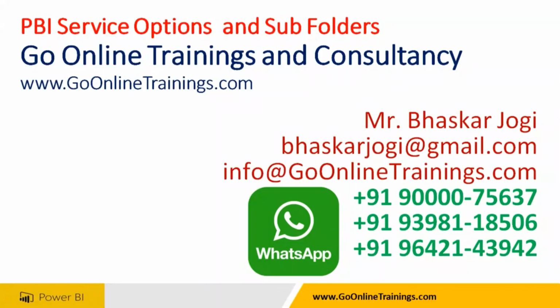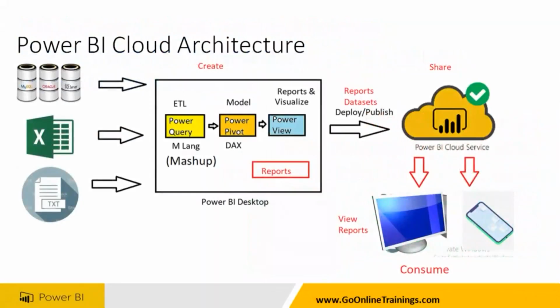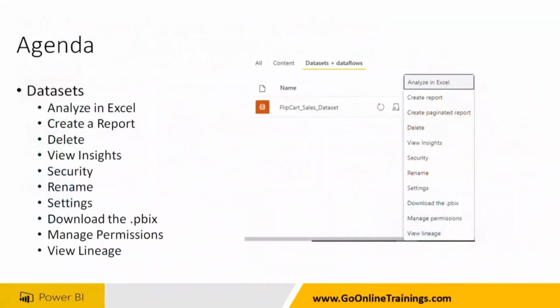Now, in the Power BI service, we have a couple of options to discuss. These are not very, very important, but let us see what options we have. Analyze in Excel, create a report, delete a report, view insight, security. If you want to rename, you should be able to rename, download the .pbix file, manage permissions, view lineage. A lot of things are available if you want to work with the data sets.